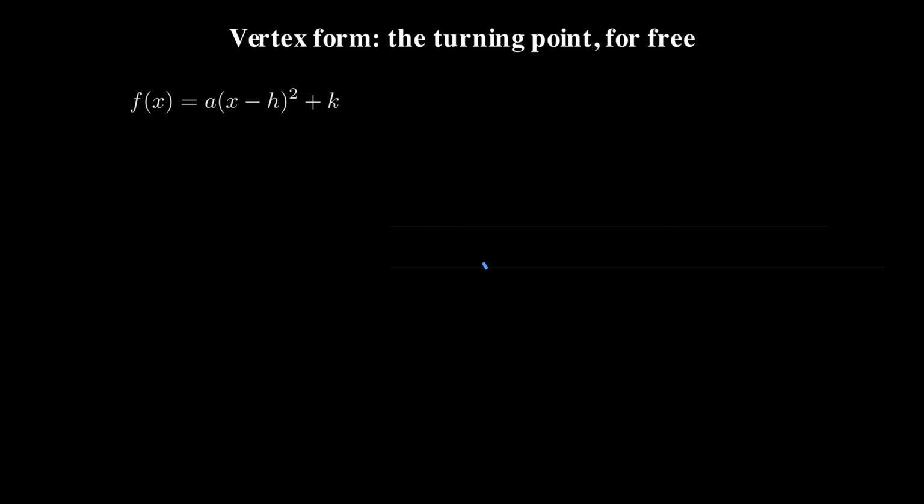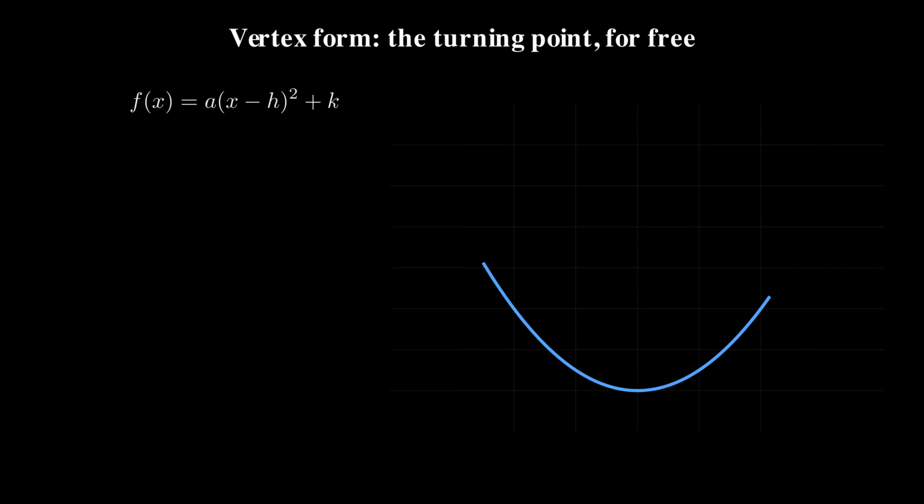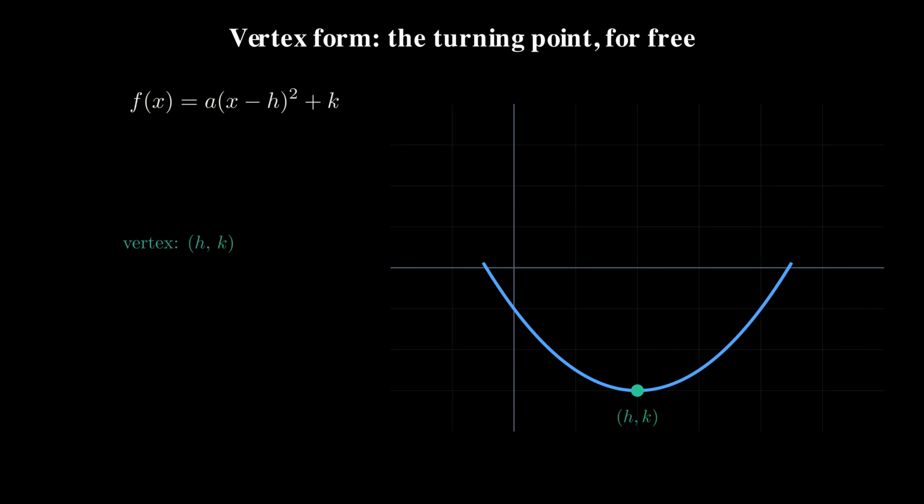Third disguise, and the one examiners love to ask for, the vertex form, a times (x minus h) all squared plus k. Here's why it's special. A square is never negative, so a times (x minus h) squared is smallest, it's 0, exactly when x equals h. At that moment, f equals k. So the lowest point of the whole curve sits at (h, k). That point, (h, k), is the vertex, the turning point, and the form just reads it straight off.